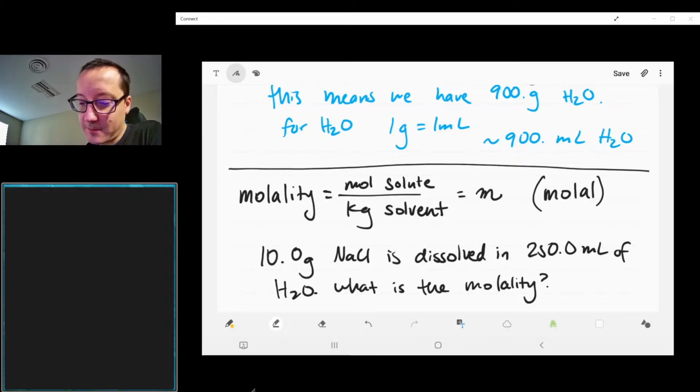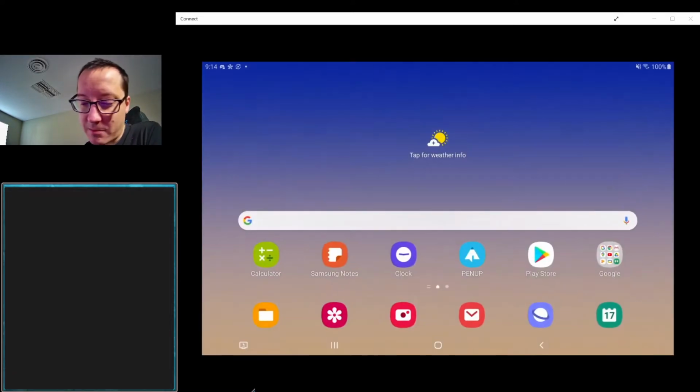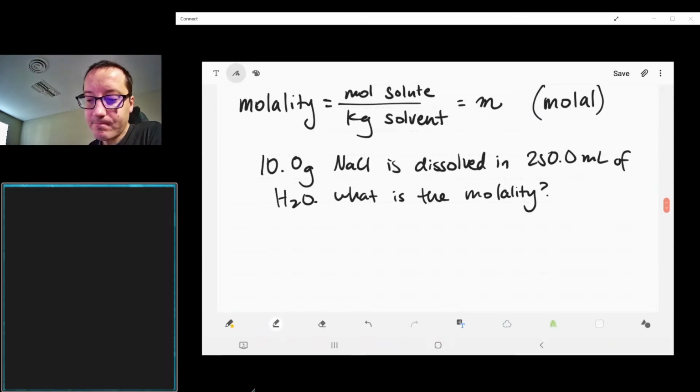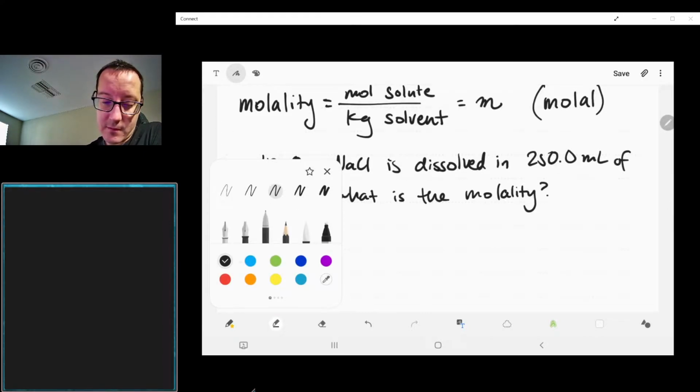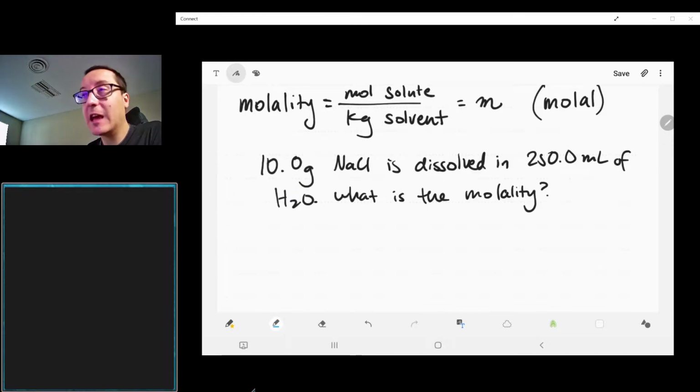And so now let's actually work on this problem, I suppose. In order to find the molality, we need moles and kilograms. So our solute, of course, is going to be the salt, and our solvent will be the water. So we're going to have to convert both of those into the appropriate units. So the solute needs to be in moles, right?